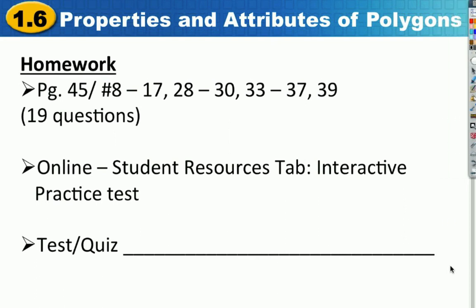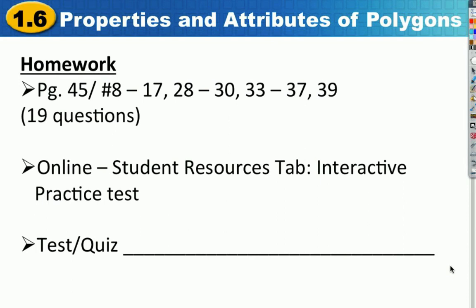As part of your review for the chapter, you're going to do online, under the Student Resources tab. So that's after you log into My HRW. I've been telling you to go to the Videos and Activities tab, but under the Student Resources tab, there's something called the Interactive Practice Test. It's the first item on the list. Do the Interactive Practice Test, and now you'll have practice questions similar to the ones you'll get on your actual test, but you will get feedback right when you're done. Okay?